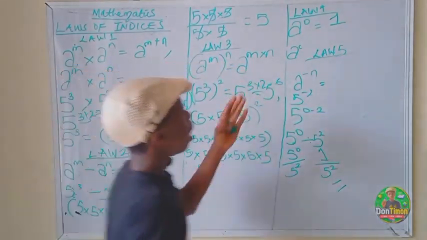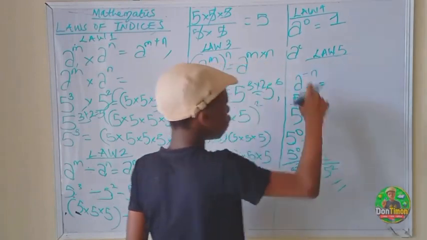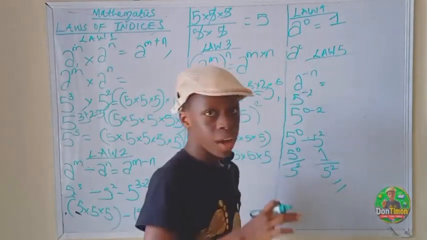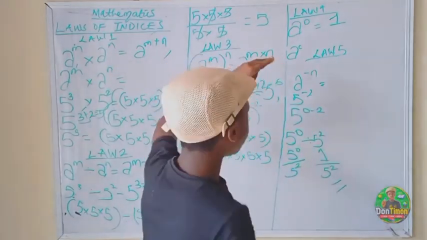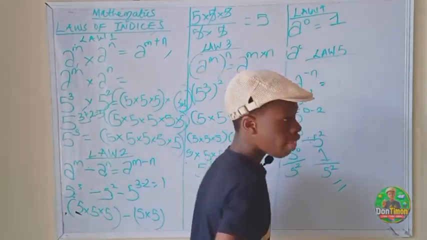It says a raised to the power of minus n. But instead of going through all that long process, I have an easier way of solving this entire thing.